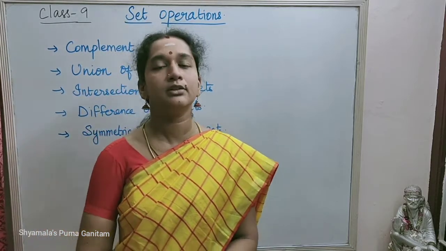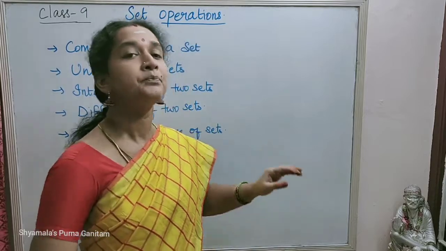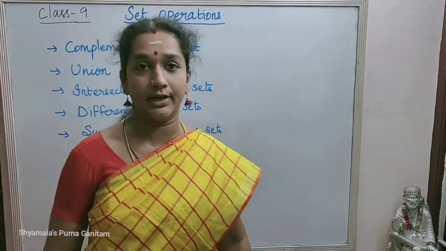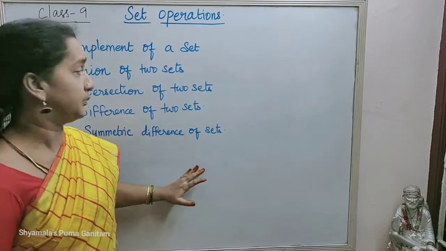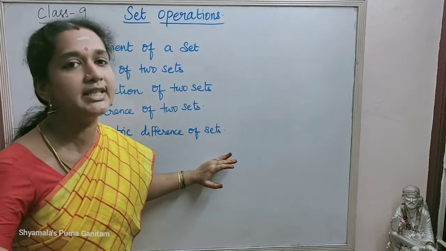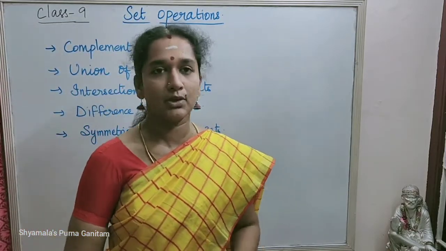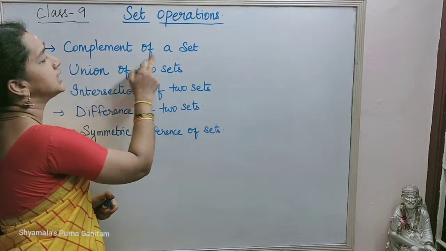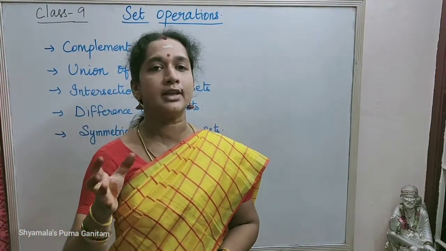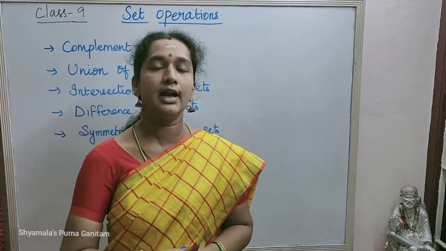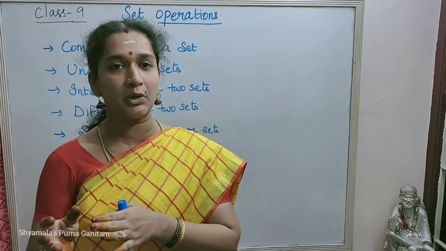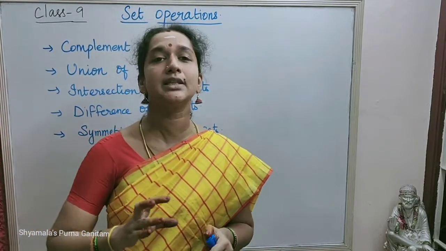Before going to do that third exercise, a few important things we need to know. That is set operations. There are 5 set operations. We will know about these, then we will go to the exercise sums. First one is set operations. Set operations means when 2 or 3 sets are combined together under some conditions, we finally get one set. That is called set operations.